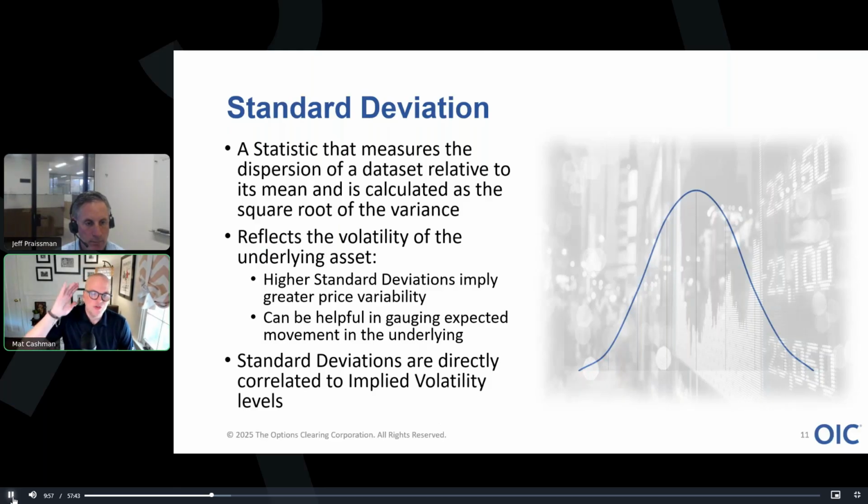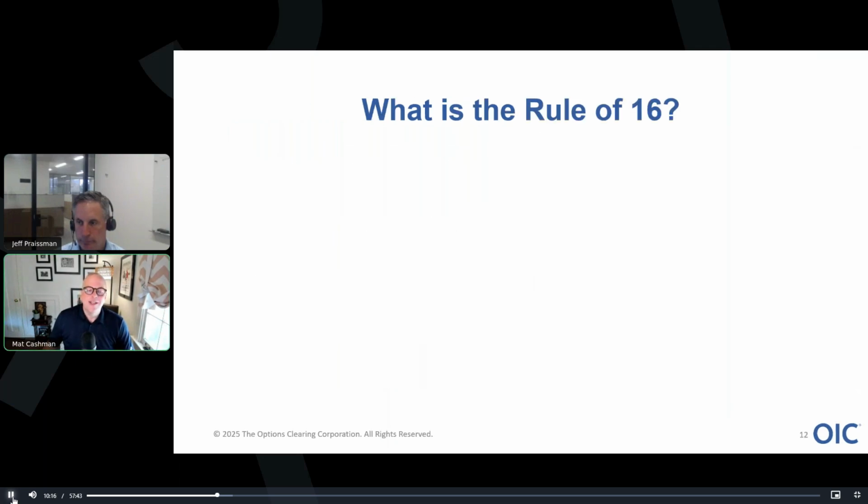Standard deviations are directly correlated to implied volatility levels. What that means is that implied vol levels, when they go up, are implying larger standard deviations that are farther away from the mean. When we talk about that, we generally like to talk about things in terms of the rule of 16. How do I calculate a standard deviation?